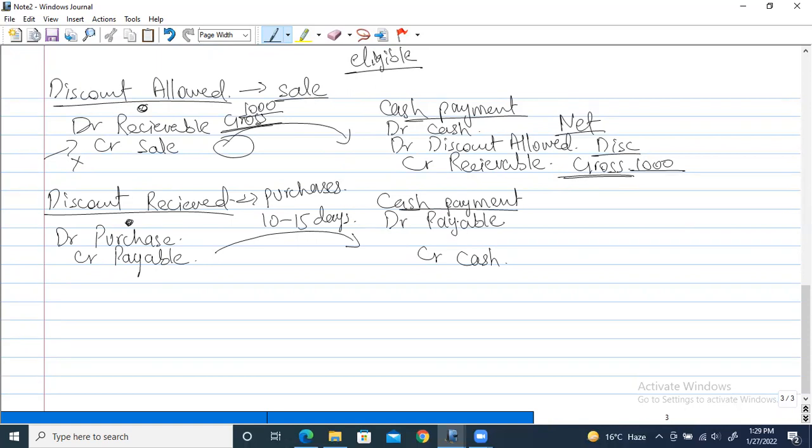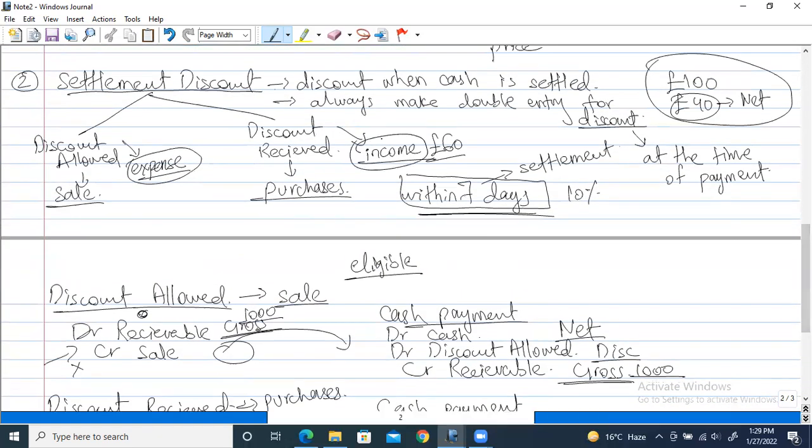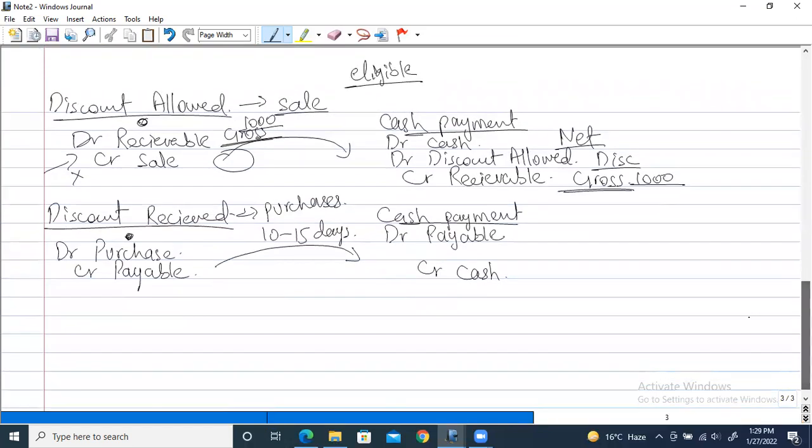Okay, now debit payable, credit cash, and the line in between I left is to enter the discount received entry. So what will be the discount received entry? I just told you above over here. It's treated as an income, right? So income is always credit for increase. So I'll credit discount received over here. So this is the complete entry, as you can see over here.